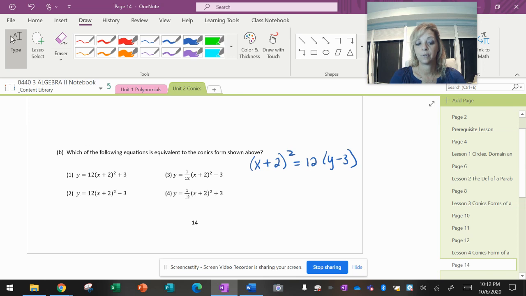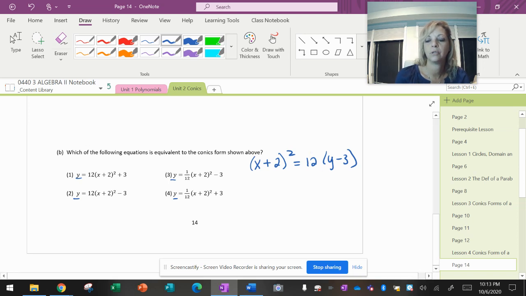Well, in part B, the multiple choice answers are in a different format. It's called vertex form, which we'll talk about tomorrow. It's a different format than the conic form. If you look, they're all solved for y. They all say y equals. So I have to come over to my formula and solve for y.